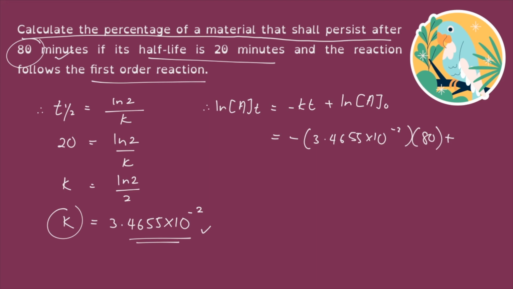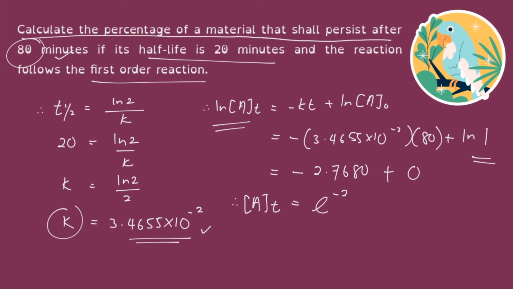We assume that initially there's no product being formed, so your reactant is 100%. So 100 divided by 100 is equivalent to 1. So plus ln 1. From the calculation, we shall get negative 2.7680 plus 0, because ln 1 is 0. So this is the value for ln AT, but we just want AT, the concentration. So what you need to do is raise e to the power of negative 2.7680. So you shall get 6.2787 times 10 to the power of negative 2.